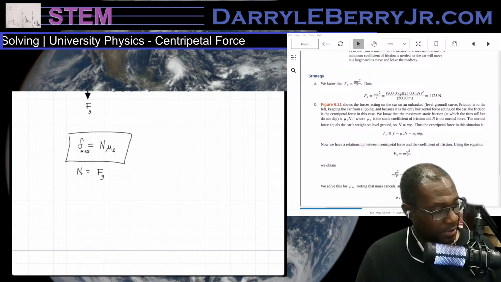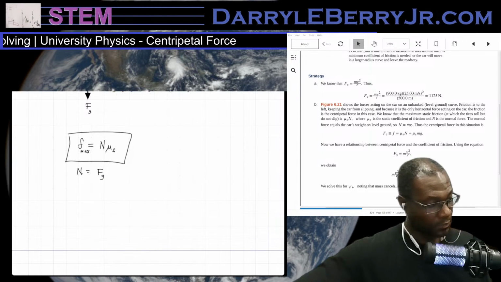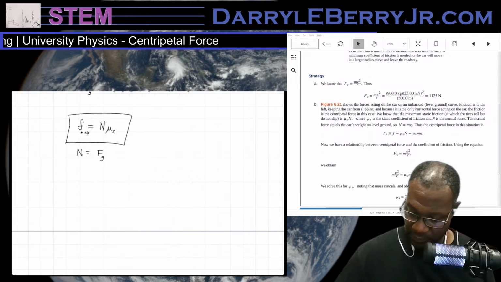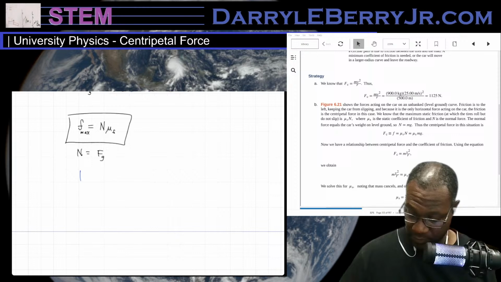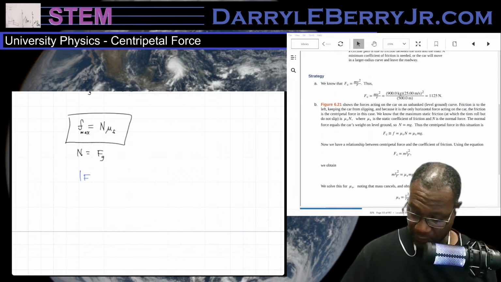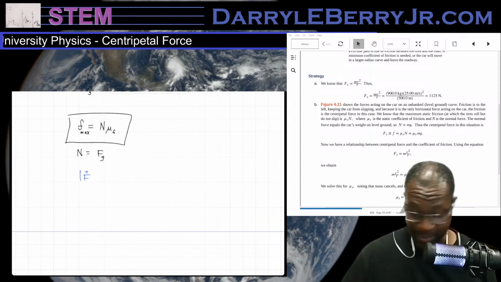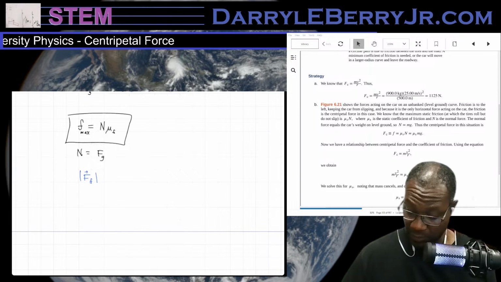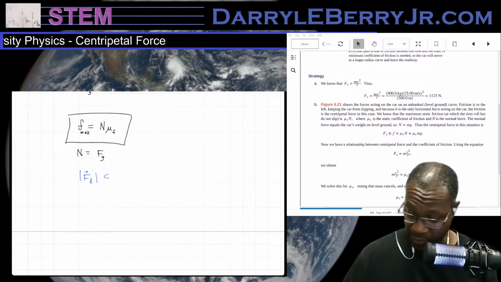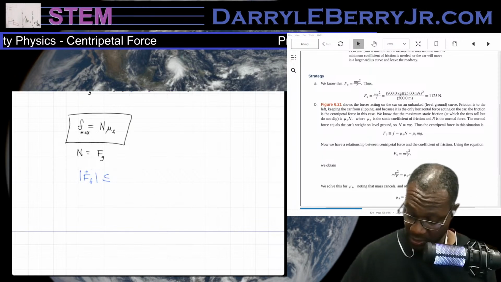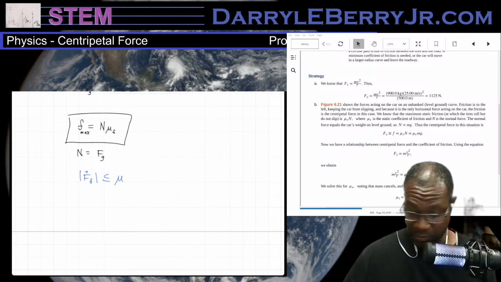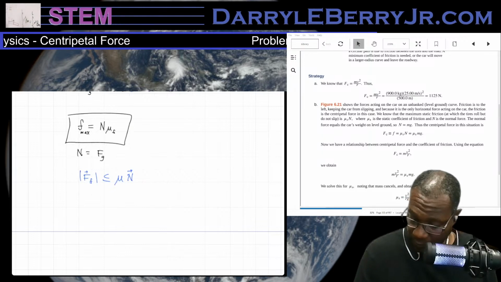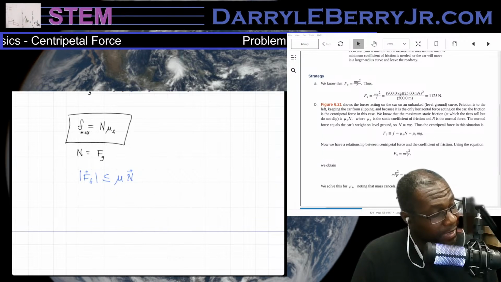No, it is there. It's written as the magnitude of the friction force is less than or equal to the maximum friction force. That's what that means.